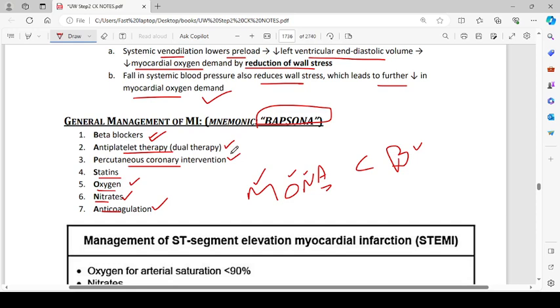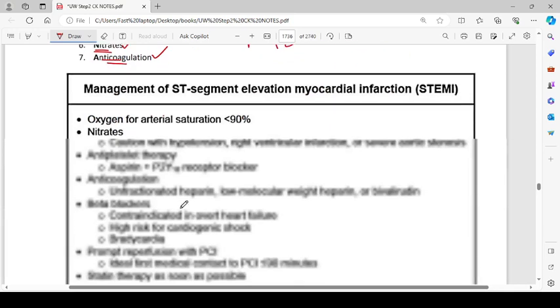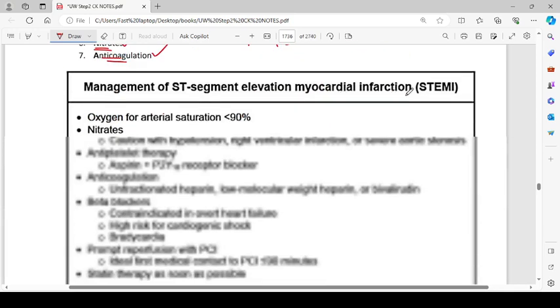I think it is aspirin. Okay, so these are the drugs which we are supposed to give in these patients, but BASIC MONA is also a good mnemonic, like we give beta blockers, antiplatelet therapy, dual therapy, percutaneous coronary intervention, statins, oxygen, nitrates, and anticoagulation. Management of ST segment elevation myocardial infarction, STEMI.